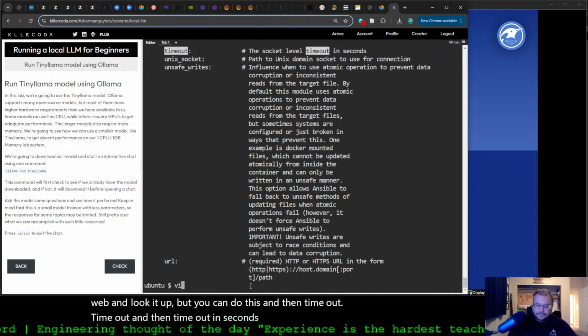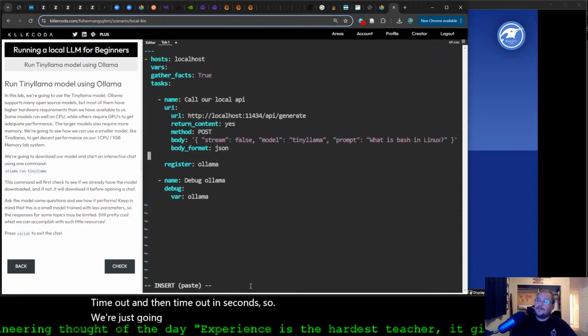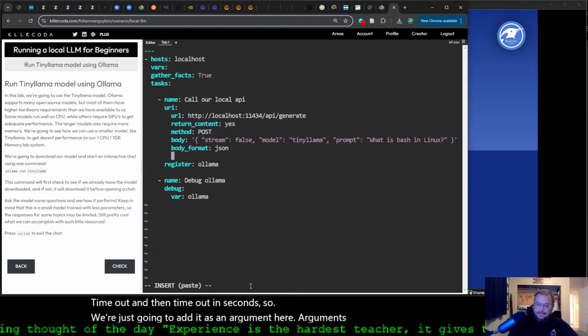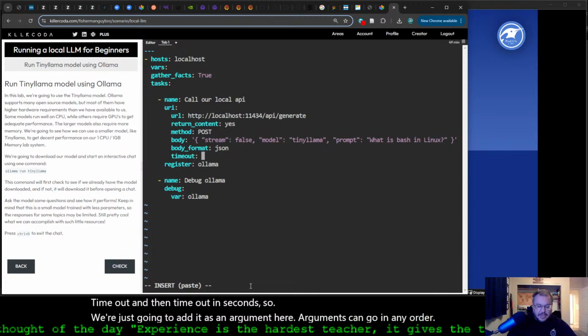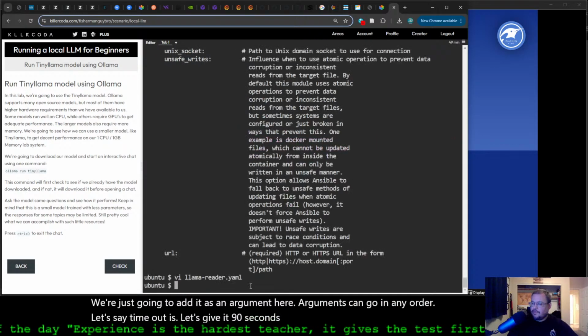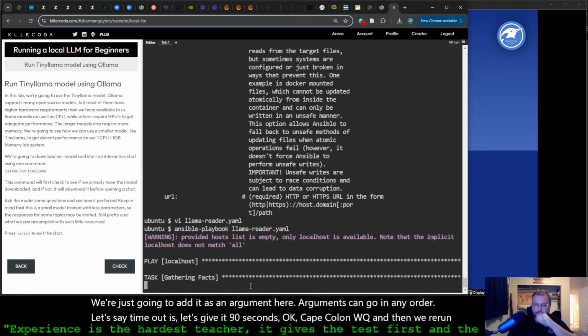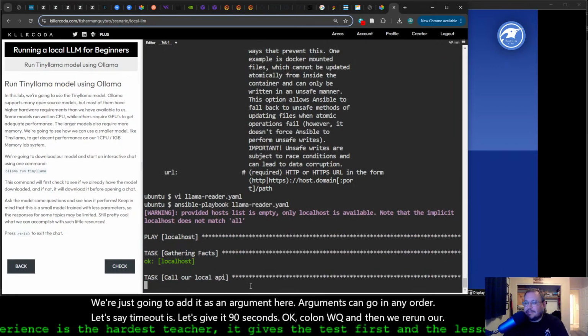So I'm just going to add it as an argument here. Arguments can go in any order. Let's say timeout is, let's give it 90 seconds. Okay. Escape :wq. And then we rerun our playbook. Now we've got a 90-second timeout.